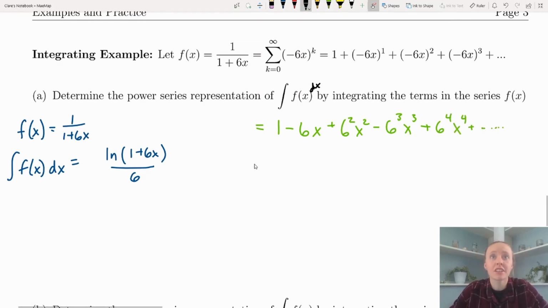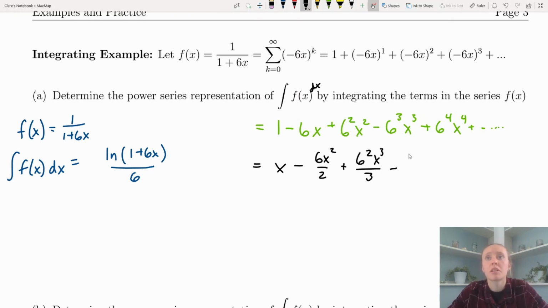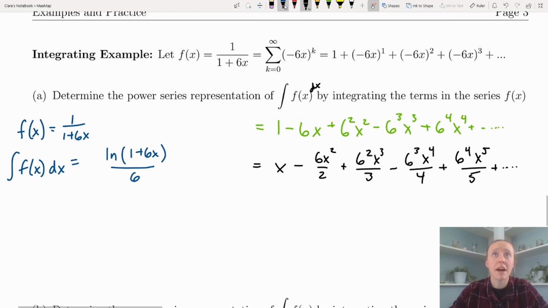Now, integrating 1, we'll get x. Integrating a negative 6x, we'll be subtracting 6x squared over 2. And then integrating 6 squared x squared, we'll get 6 squared x cubed over 3. And then we'll get 6 cubed x to the fourth over 4, and that will be negative. And then we'll be adding 6 to the fourth, x to the fifth over 5. So you can kind of see the pattern already.